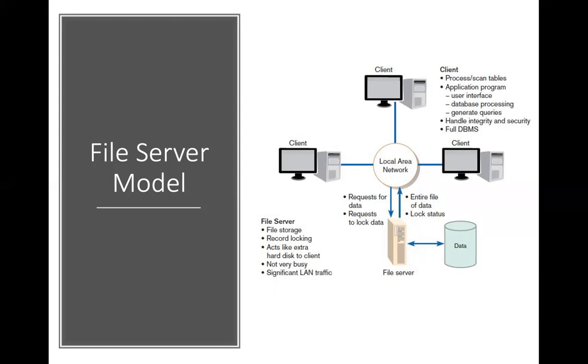So we have 3 clients. So we have our local area network. So we have our file server, which provides our context for access to our data. So a client requests data. The thing about clients and file servers requesting data is that when they do a request, they have to have the entire data sent back to the client.